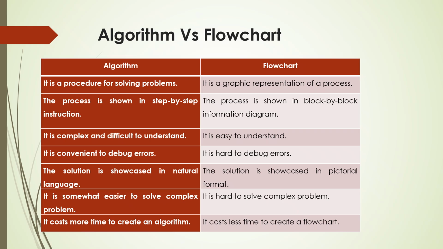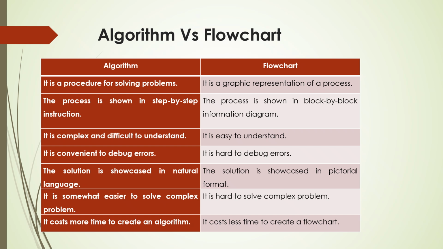Sixth one, solving complex problems. When the problem is very large, algorithms are generally easier to write because we simply keep adding more steps. Although the algorithm becomes longer, it remains structured. Flowcharts become difficult to manage when the problem becomes very large. Too many arrows, decision boxes, and connectors can make the diagram confusing. Therefore, algorithms are usually preferred for representing very complex logic, while flowcharts are better suited for small and medium sized problems. Time required.